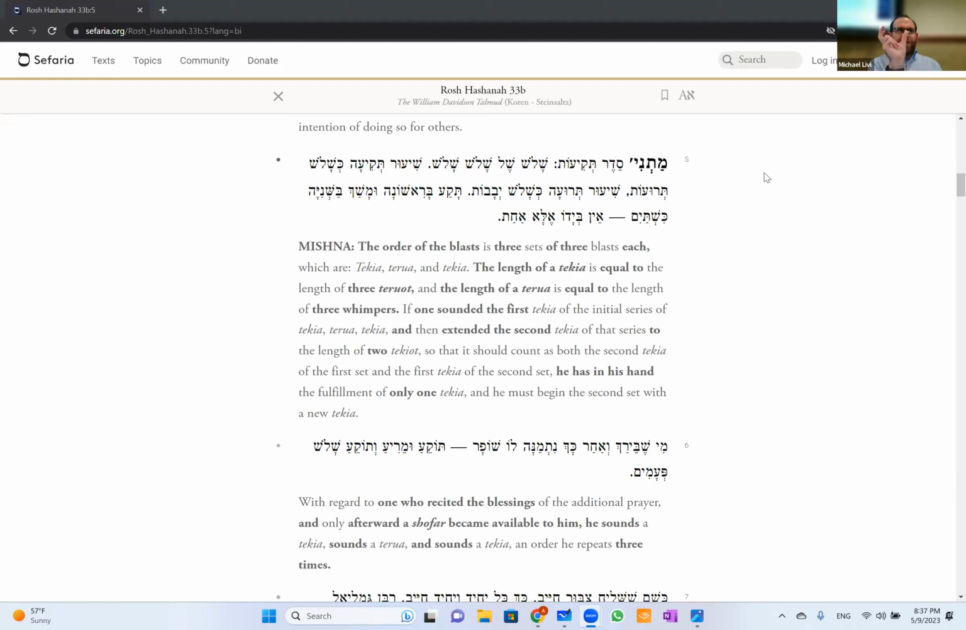Yosef, you came from the screen to in person. Look at that. You have 3 sets of 3. The thing in the middle is called a teruah. Then every teruah will have a tekiah before it and after it. What does that mean? 3 sets of 3. It means tekiah, teruah, tekiah, and you do that times 3. That's what we mean by 3 sets of 3.